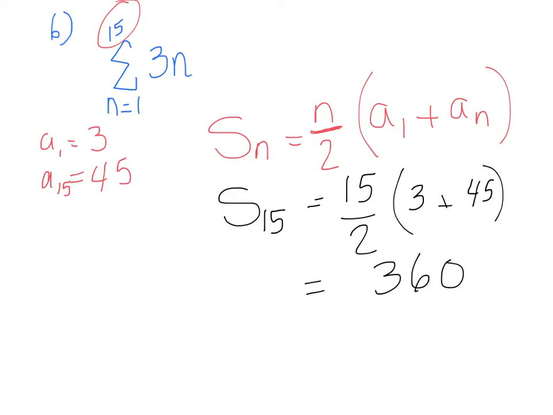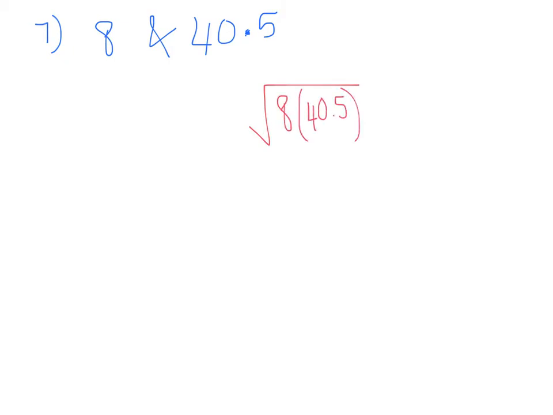Let's do number 7. Number 7, they're asking us to find the geometric mean given 8 and 40.5. If you look at the worksheet, they're asking you to multiply and take the square root. So 8 times 40.5, the square root of that. I think you should get 18 at the end, and that's number 7.